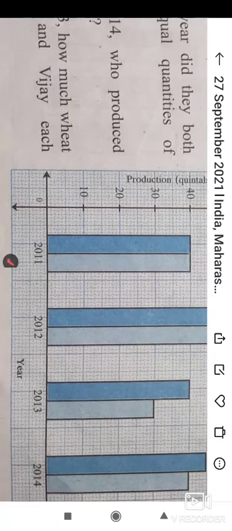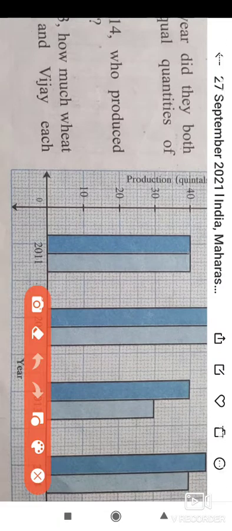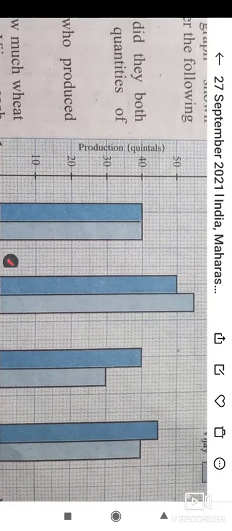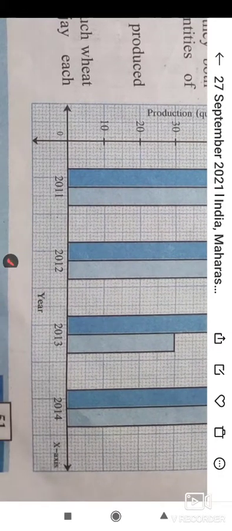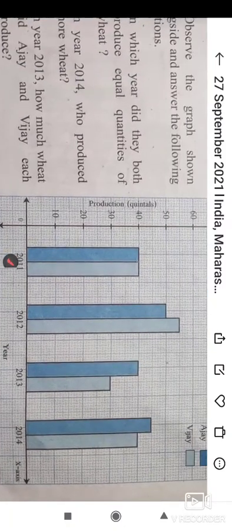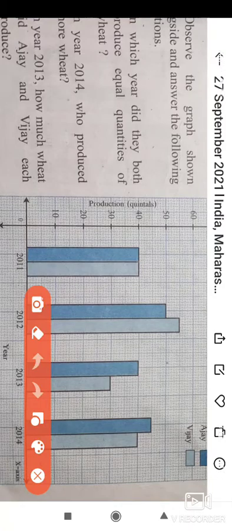After that, plotting the graph, you will notice here the production of Ajay, production of Vijay. Again here Ajay's production and Vijay's wheat production in 2012. Then 2013 and 2014. Okay, so this is the joint bar graph.